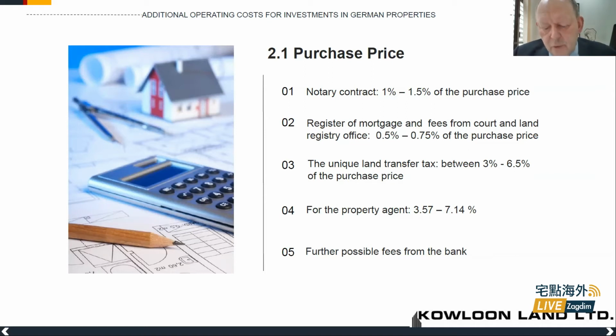At last, you have further possible fees from the bank. If you need a mortgage, the banks are mostly looking for a fee for the credit contract that will be between 0.5% and mostly 1%. It's negotiable, and normally it depends on how much equity you bring yourself.